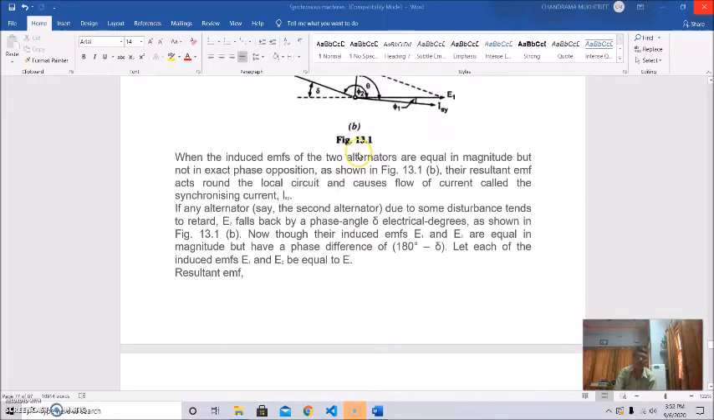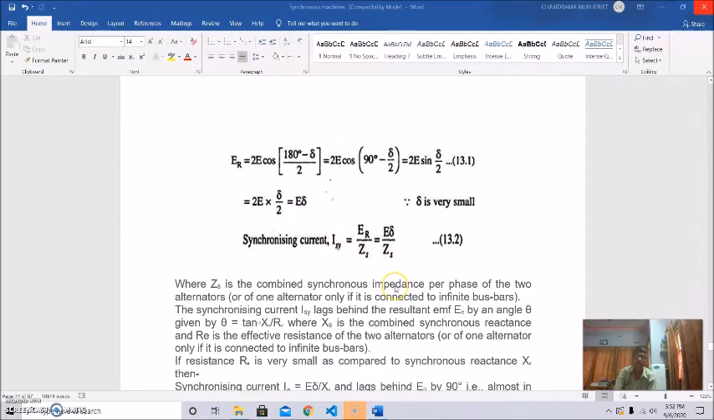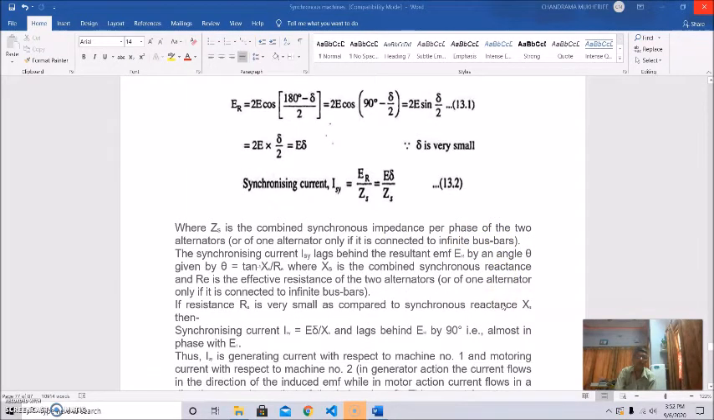So this is the resultant EMF, and it is equal to 2E cos(90 degrees minus delta/2), that is, 2E sin(delta/2). If delta is very small, we can say sin(delta/2) is approximately delta/2, and that will be E delta. So the synchronizing current, ISY, is equal to E delta divided by ZS. Here ZS is the combined synchronous impedance per phase of the two alternators, or of one alternator only if it is connected to infinite busbars.